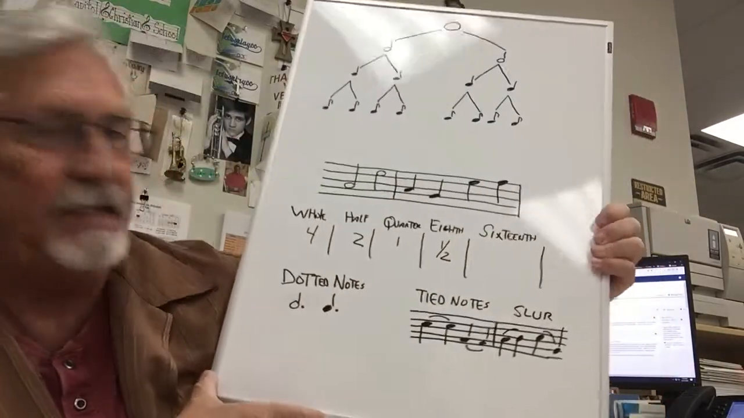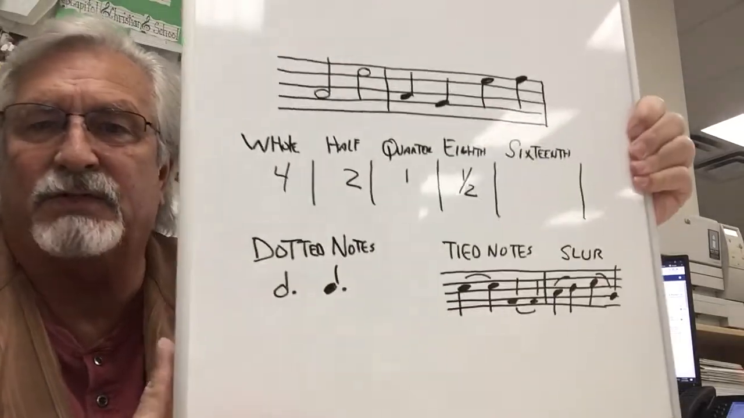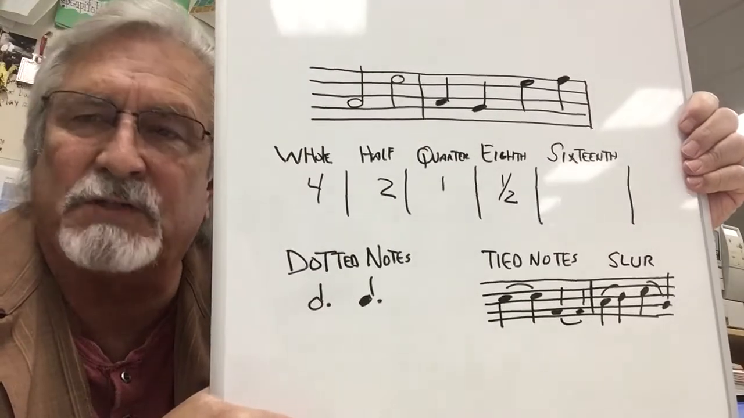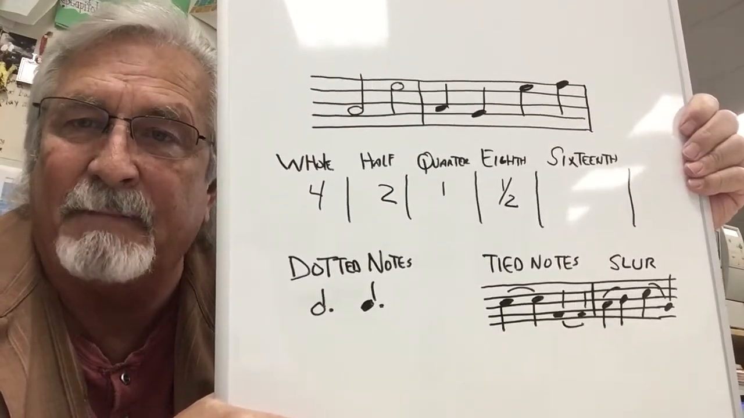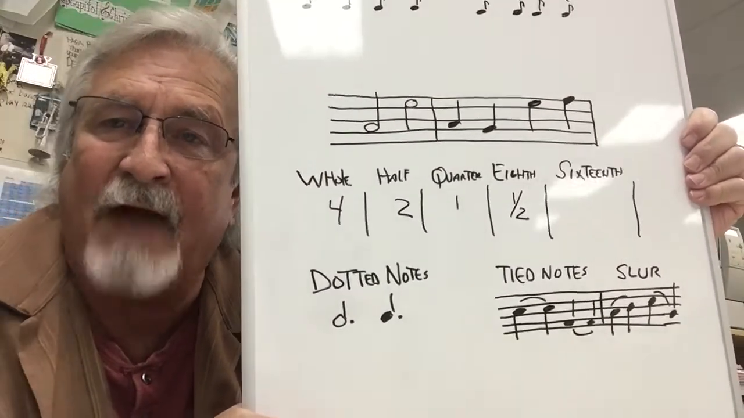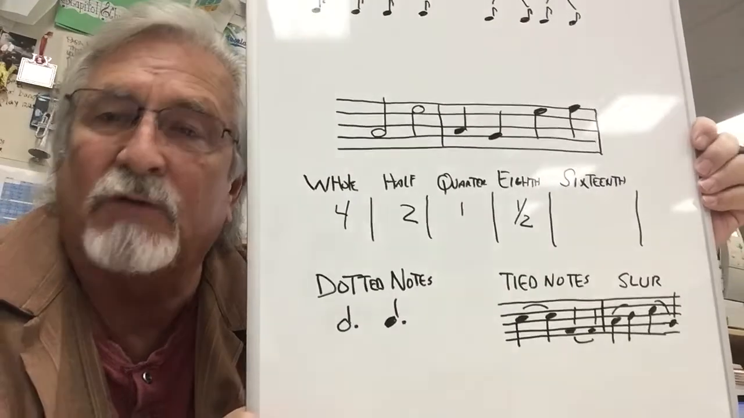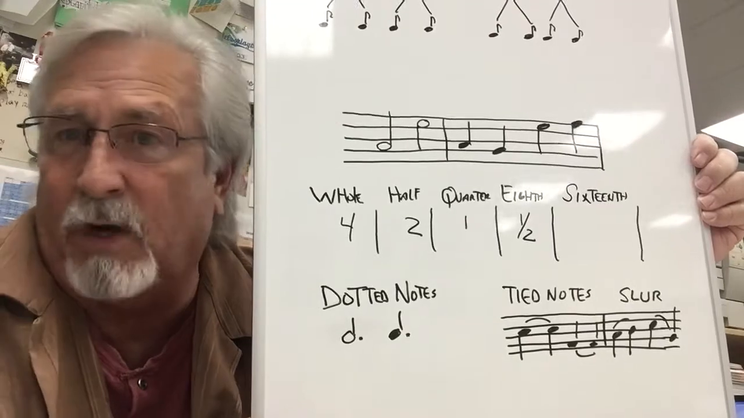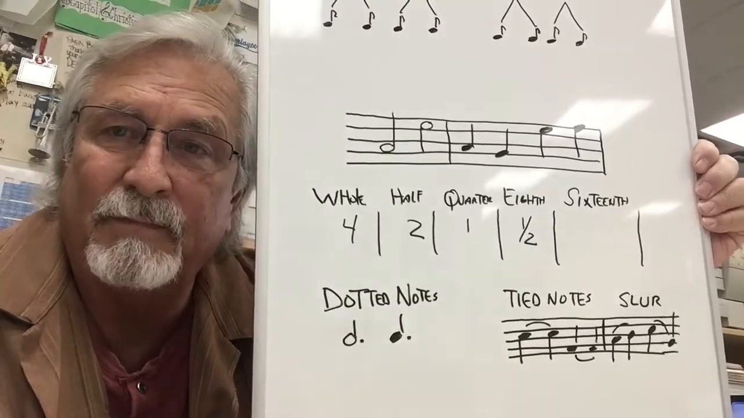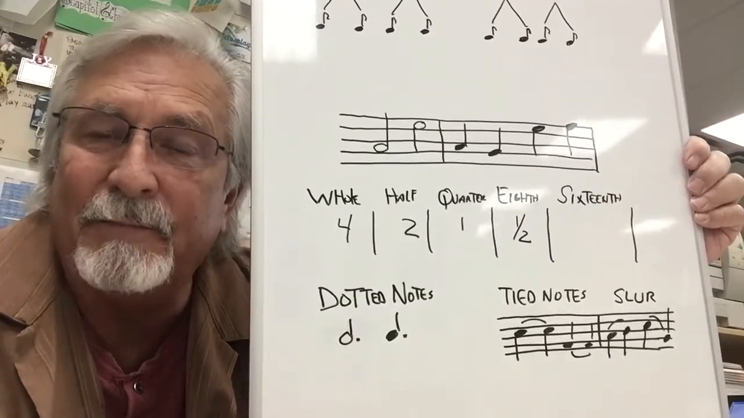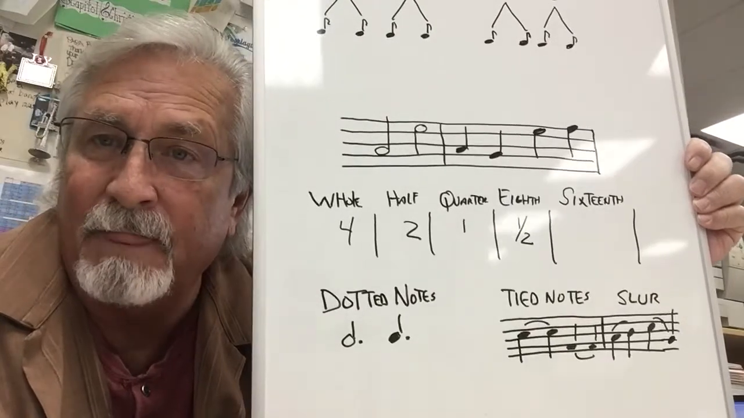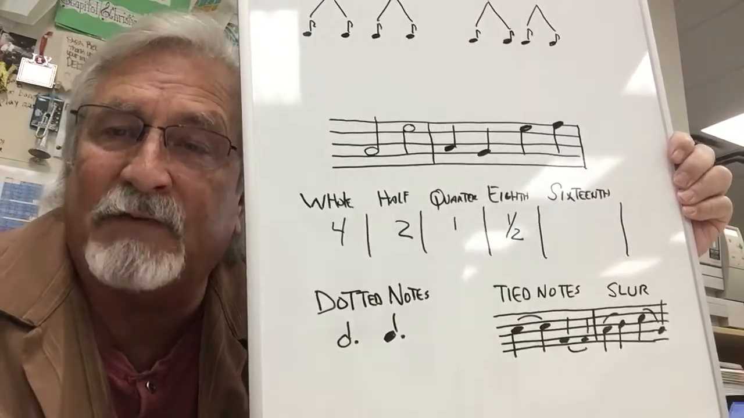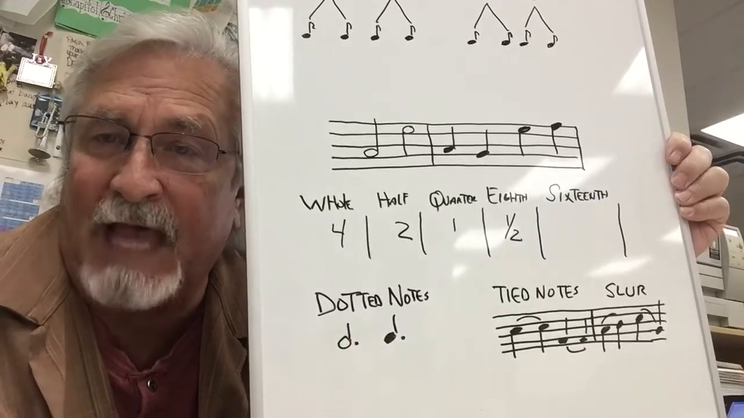All right? And then let's talk just a moment about dotted notes and tied notes. A dotted note just means that the dot represents half of the value of the note. So if a half note's 2 beats, you add a dot, half the value of 2 beats is 1, right? Half of 2 is 1. So 2 plus 1 is 3. It's 3 beats long. If you have a quarter note, it's 1 beat. If you add a dot, you get half of the value. So half of the value of 1 beat is half a beat.